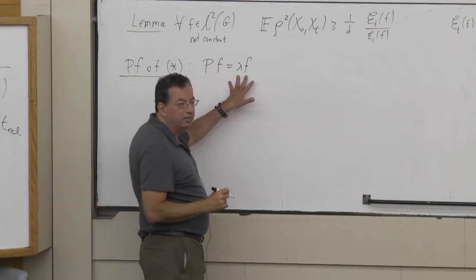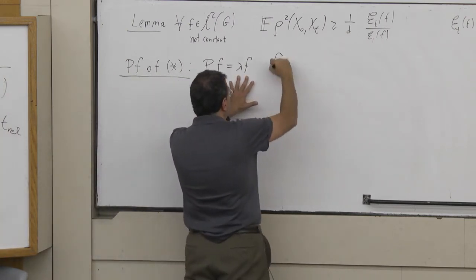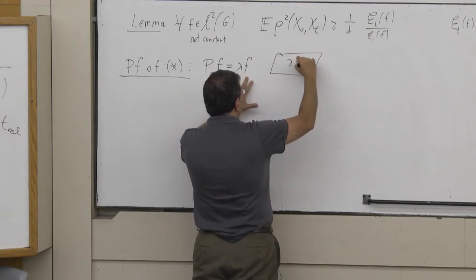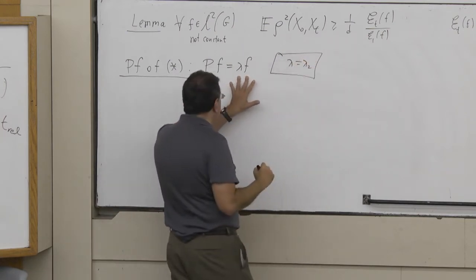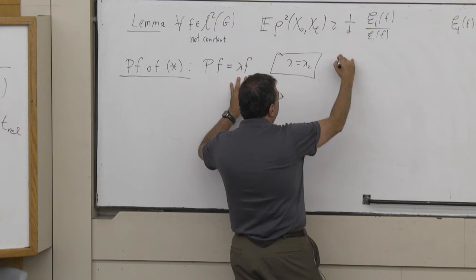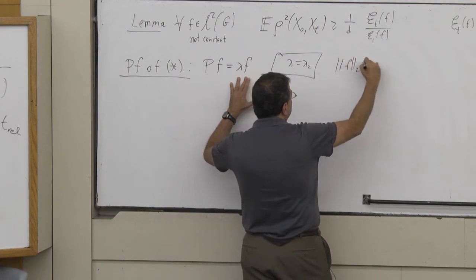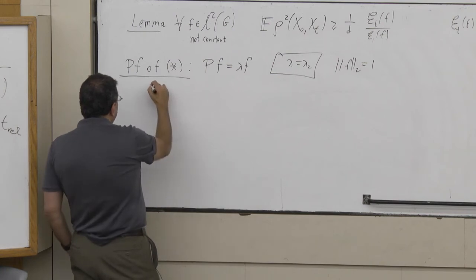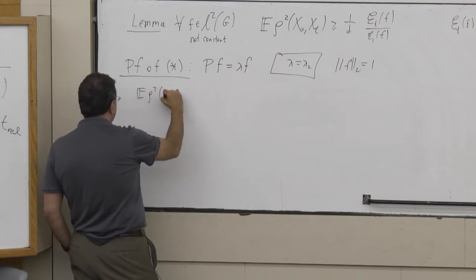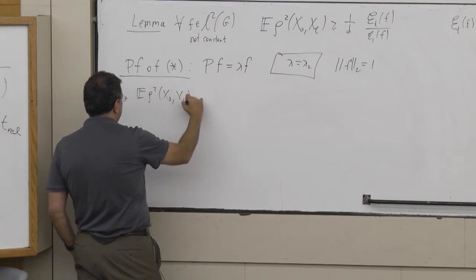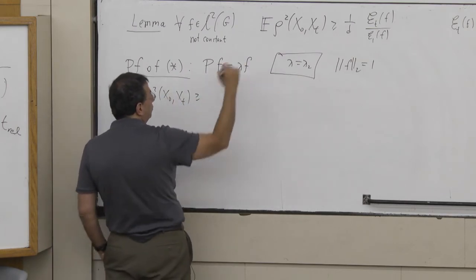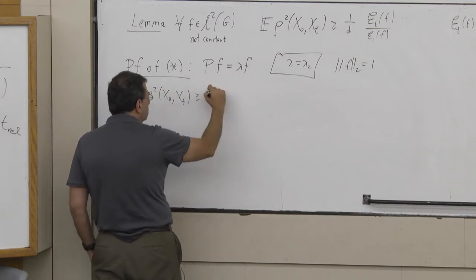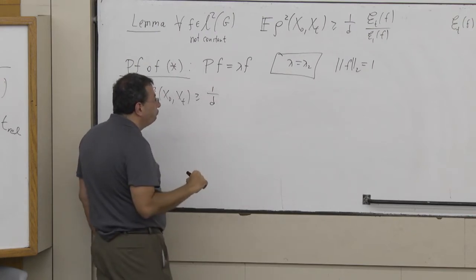And we could use any eigenfunction, but we'll get the best bound if we take lambda equals lambda 2. And we can normalize the eigenfunction to have L2 norm 1. And then we can just calculate what it is. We have that bound. What is E_t of f?